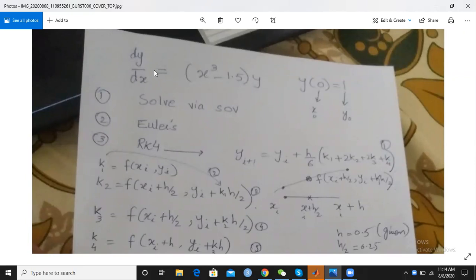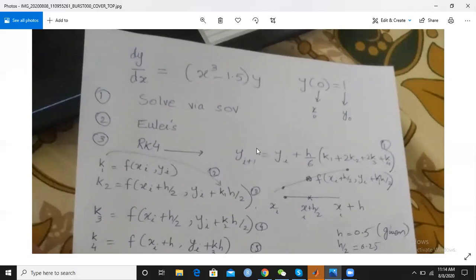Here you can see a simple ordinary differential equation, and the initial condition is given to you: y of 0 is equal to 1. Now the question is to solve it using separation of variables. You can separate the variables and do the integration and obtain the analytic answer. Then Euler's method, which is a preliminary method for solving ordinary differential equations, and then the RK4 method.